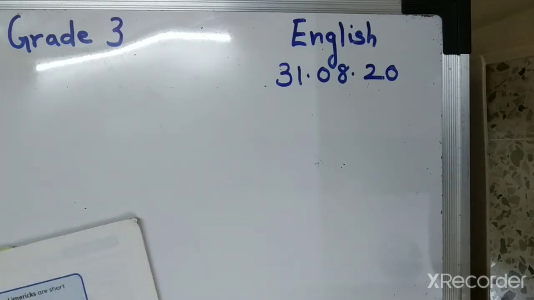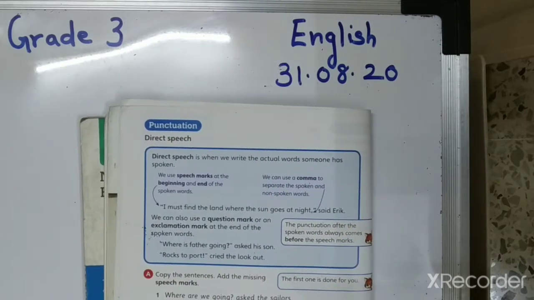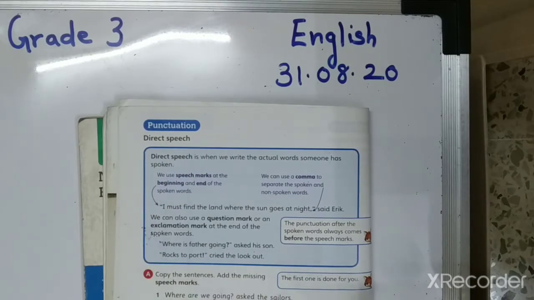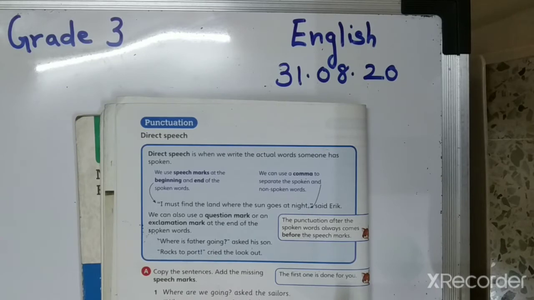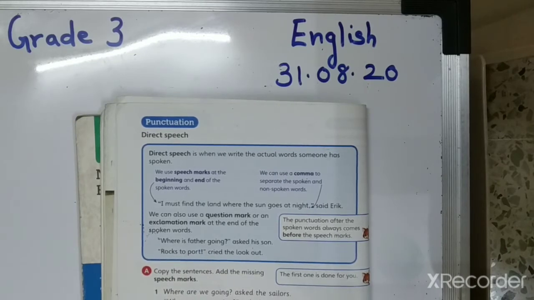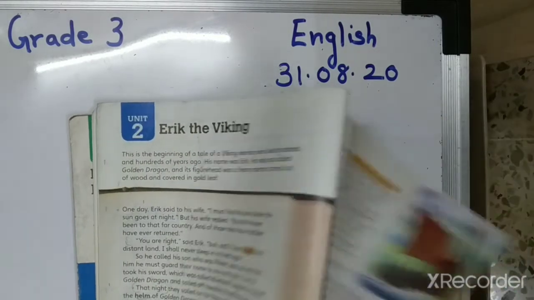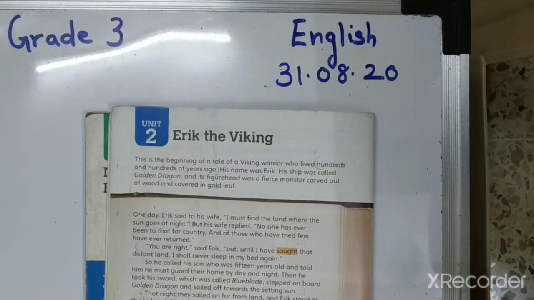Right? I want you now to open to page 18. Our topic for today is, children, punctuation, direct speech. Okay? So children, just see your textbook where the lesson begins. It is unit 2, page 14.